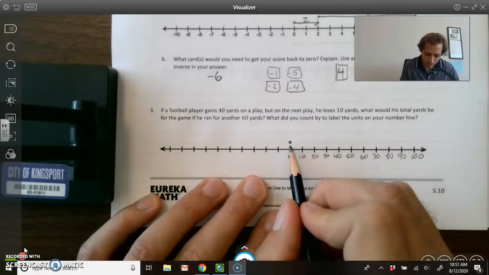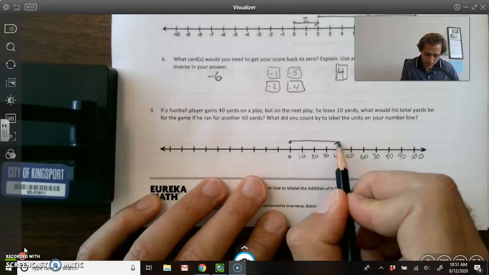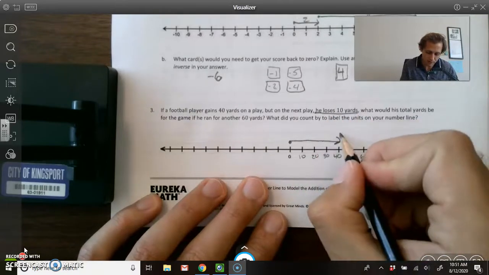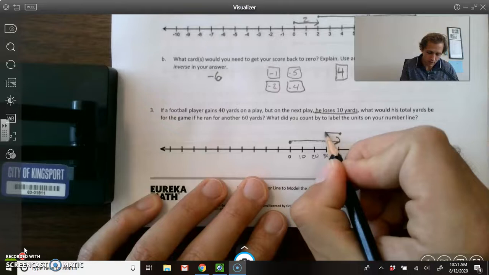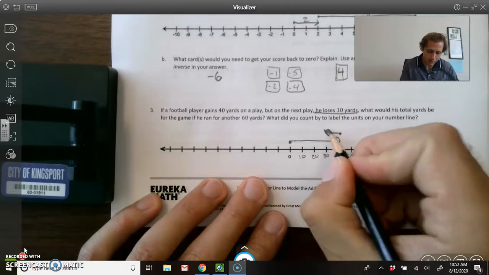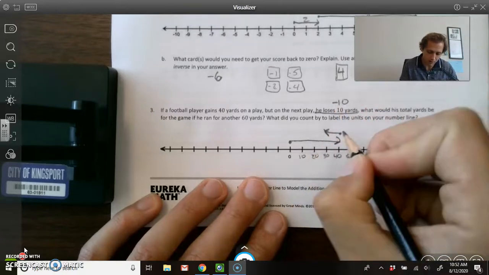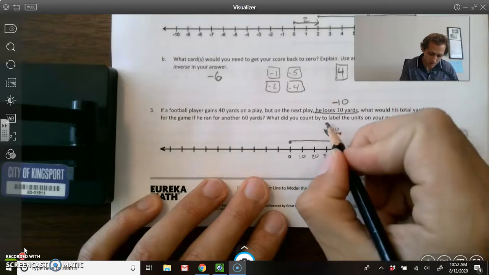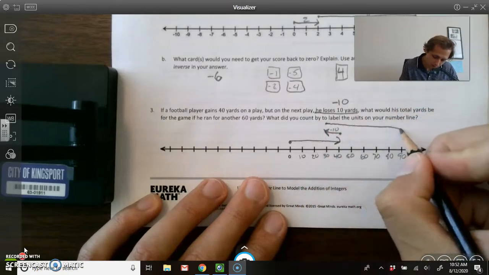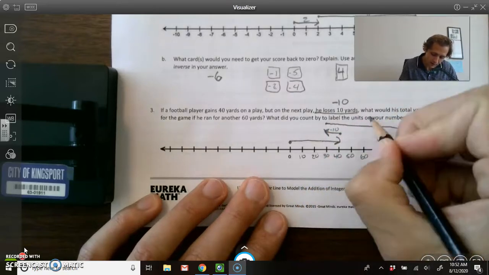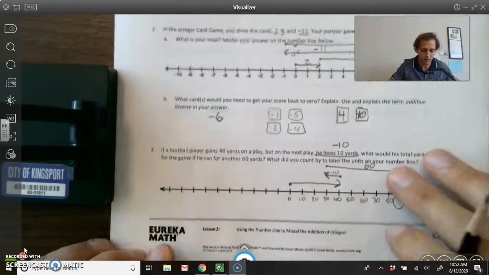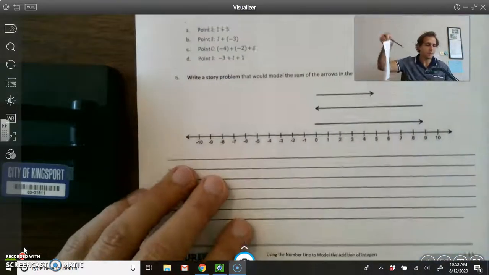Okay, 40 to the right. Next, he loses 10 yards, so he has to go 10 to the left. It would be modeled with the integer -10. And then finally, he gains 60 yards, so that would be 60 to the right. That gets him to 90 as an integer, or excuse me, that is a vector of 60 and to the right. All right.